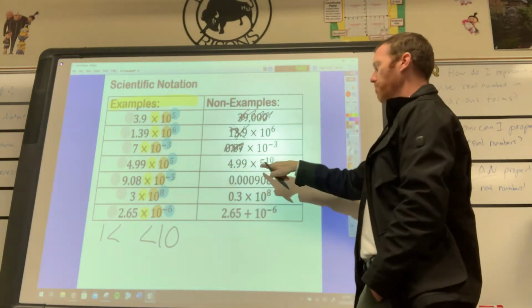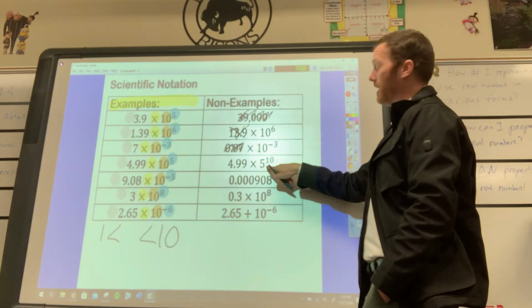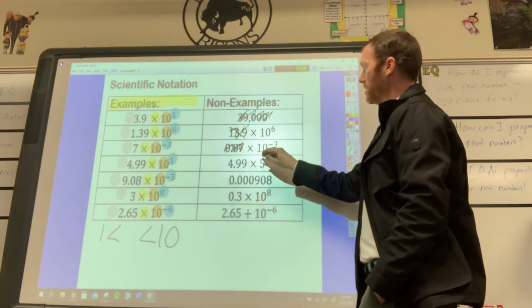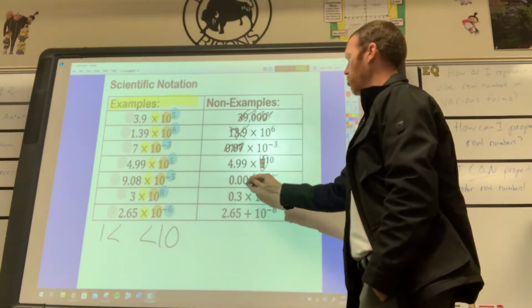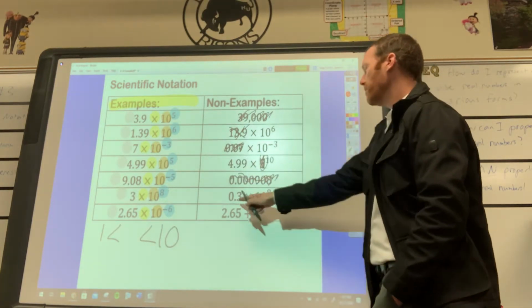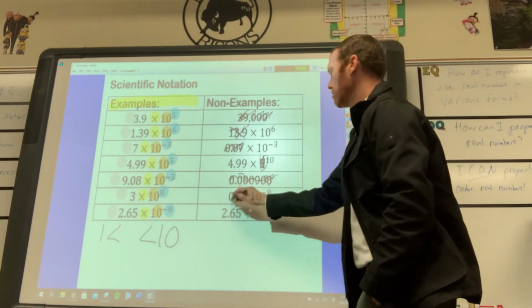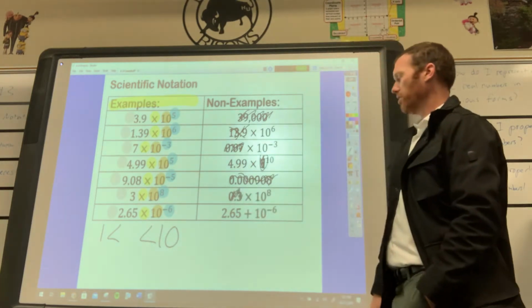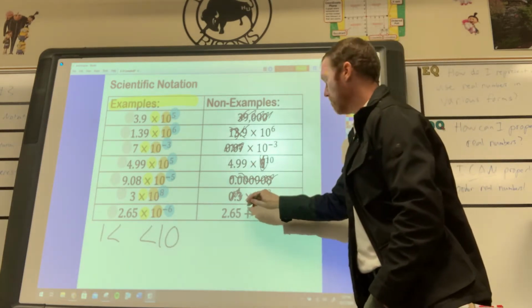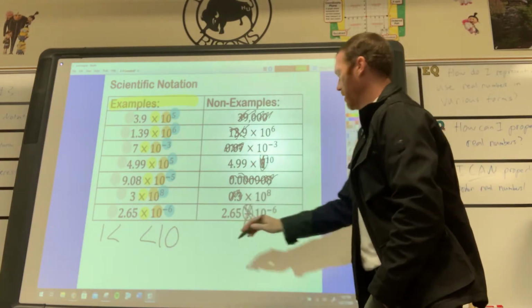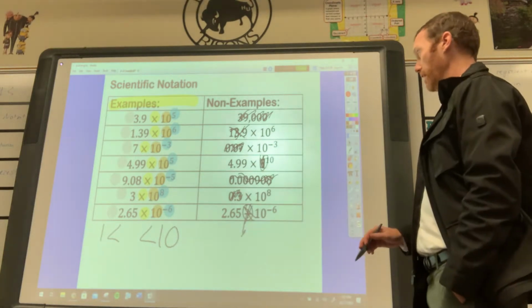This number's right, but over here, this is a little trick of the eyes. This one should have a 10 as a base. It doesn't. It has a 5, so that's what messes this one up. This one's just horrible. Like, who wants that much money anyhow? This one is too small. It needs to be between 1 and 10. And the last one, look at it. What's wrong with that? Yep, it needs a multiplier, not an adder. So that's what messes that one up.